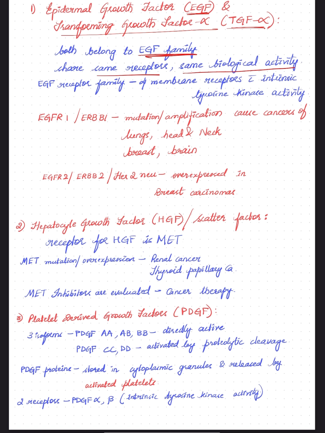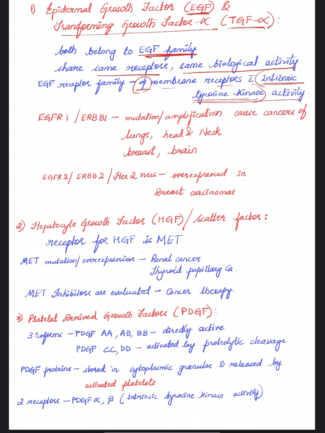And the EGF receptor family is composed of four membrane receptors. They have intrinsic tyrosine kinase activity. That means once a ligand, that is a growth factor, binds to the cell surface receptor, the receptor gets autophosphorylated because of this intrinsic tyrosine kinase. The receptor itself has the tyrosine kinase, so it gets activated on its own, and the signal is transmitted to the nucleus.